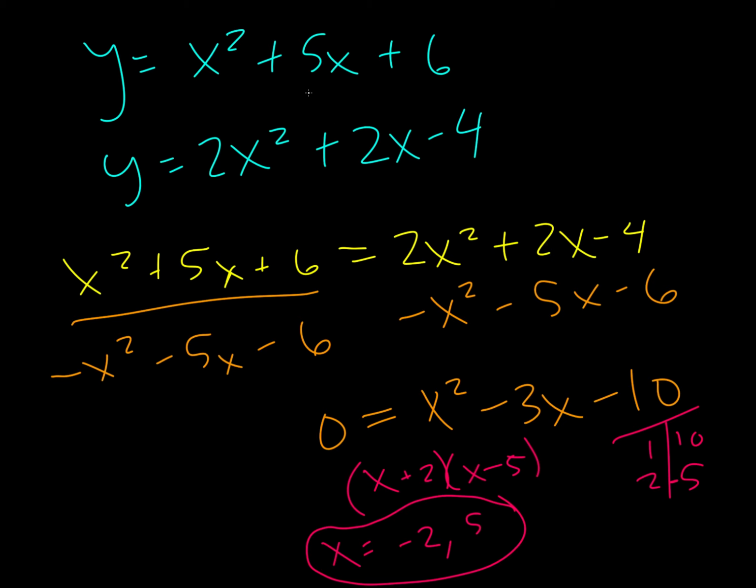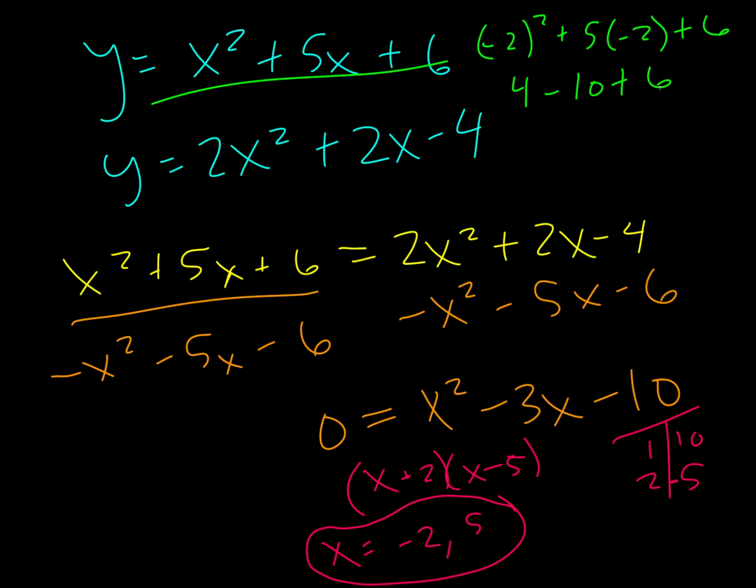And so I'm just going to plug in a negative 2. The top one looks a little bit easier, so I'll do it there. So negative 2 squared plus 5 times negative 2 plus 6. Negative 2 squared is 4. This one becomes negative 10 plus 6. And so 6 and 4 is 10. 10 minus 10 is 0. So we have negative 2, comma 0 is one of the places they cross.